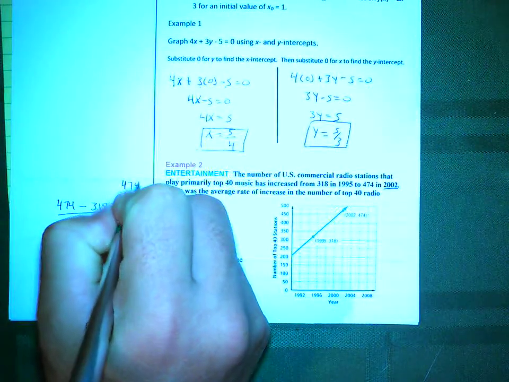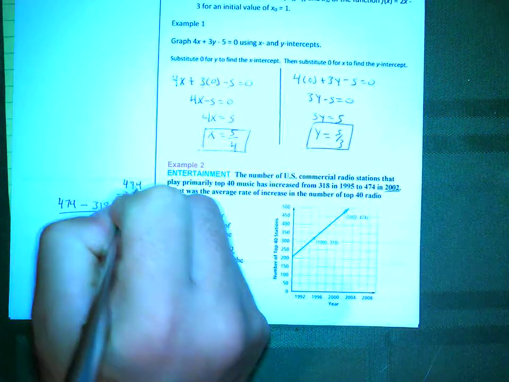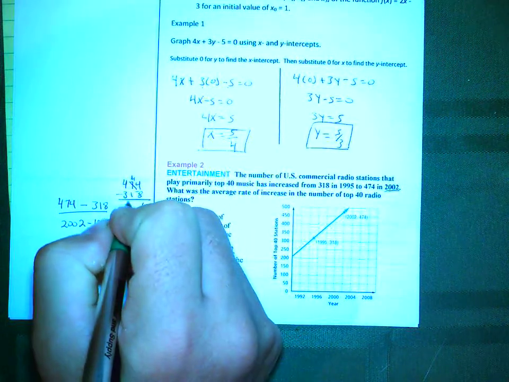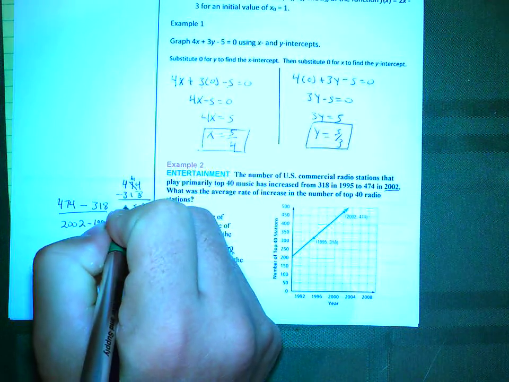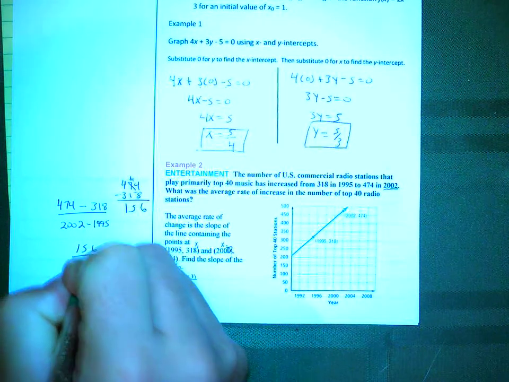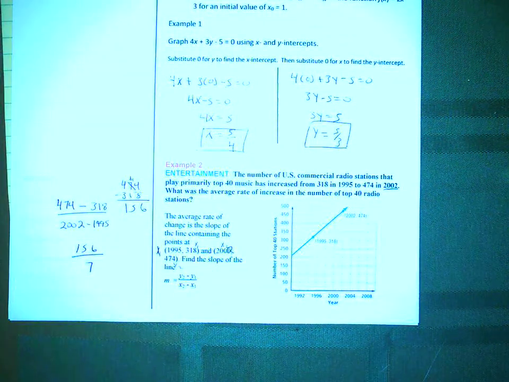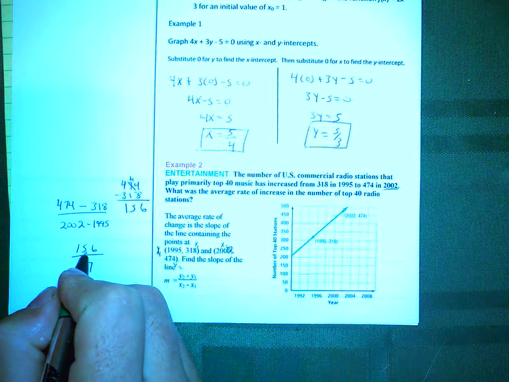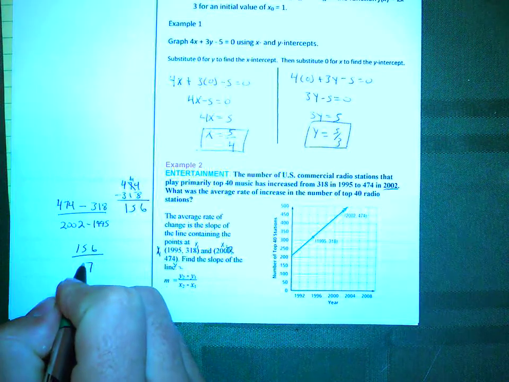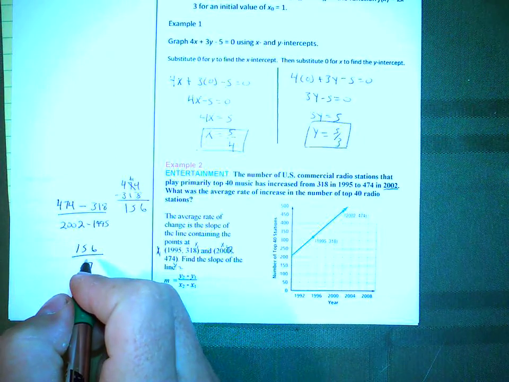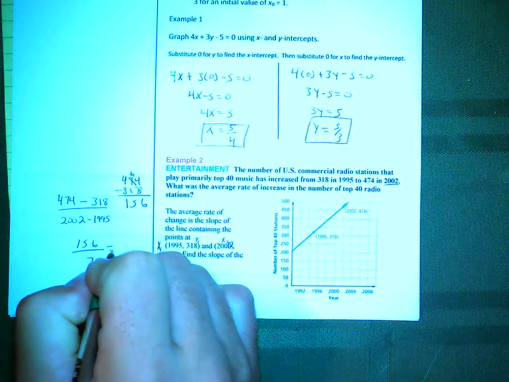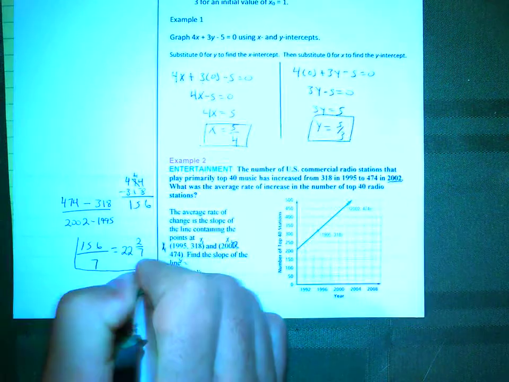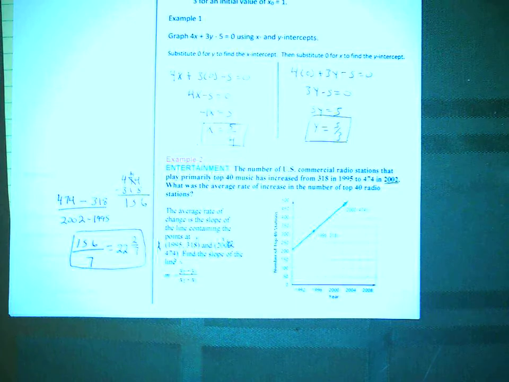474 minus 318. Got to borrow. Make that a 6. 6 minus 1, 5. And then 156. 156 over 7. Now, is that reducible? Probably. If we look at it, 7 goes into 15 twice. Leaves me with a 1. 1 and a 6 gives me 16. 7 goes into 16 twice. Leaves me 2 left over. So, if I wanted to, I could change it to 22 and 2/7. But the fraction 156 over 7 is just fine since we can't reduce it to a whole number.